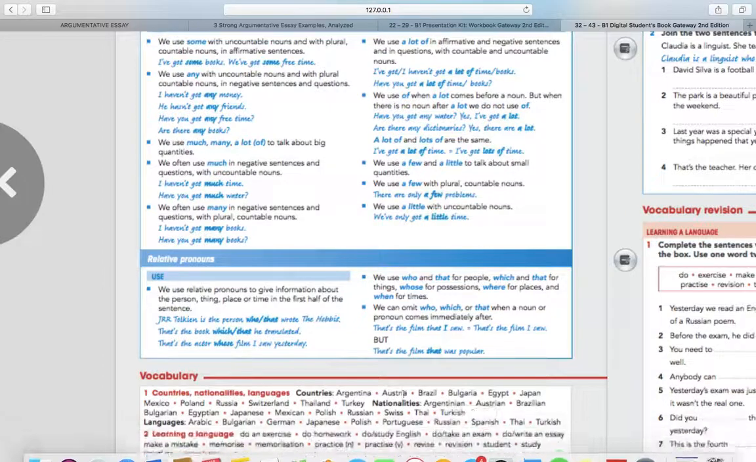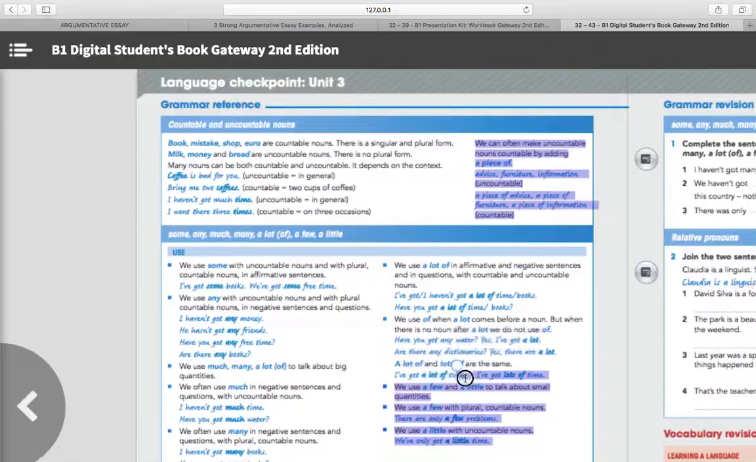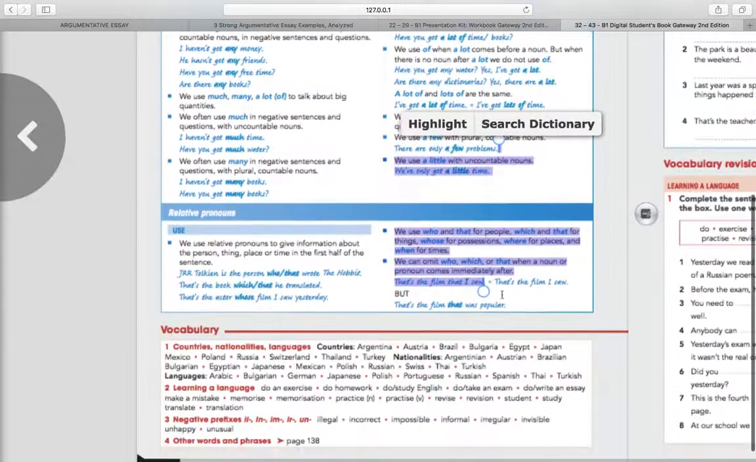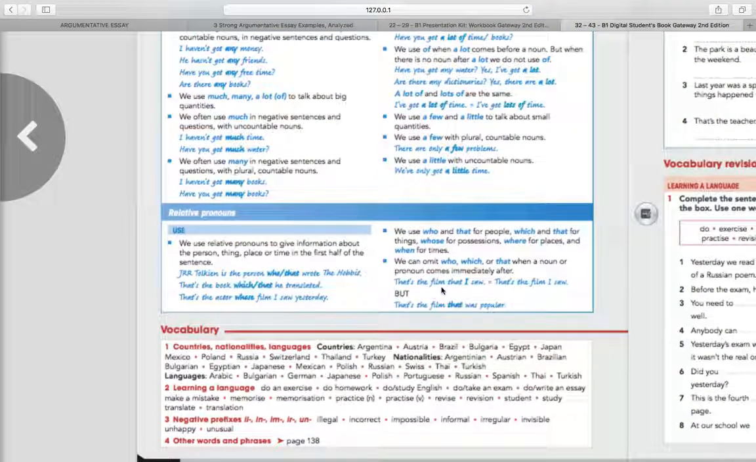But here is also another rule. You can omit. Omit means take it out or delete it. We can omit who or which or that when a noun or pronoun comes immediately after. It means that if your sentence has a subject, like here, that's the film that I saw. You can delete that here because I have a subject here. A pronoun comes immediately after the pronoun.